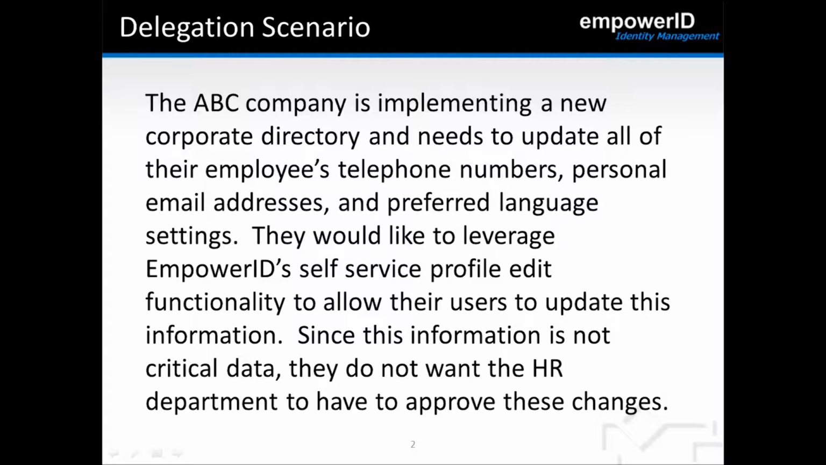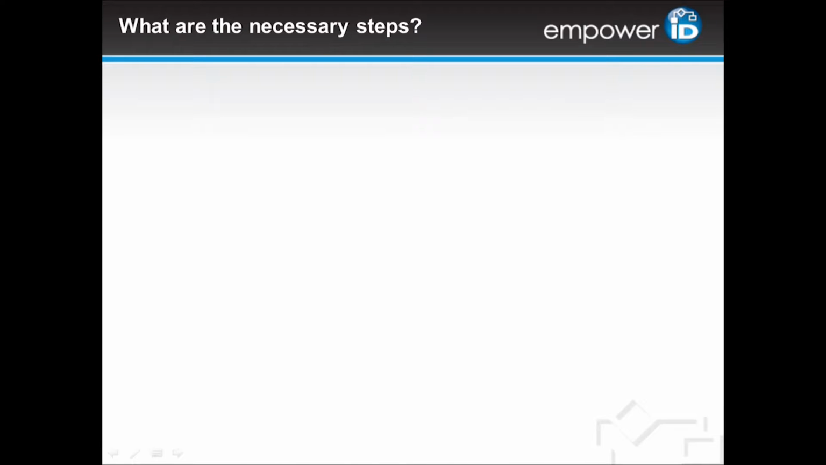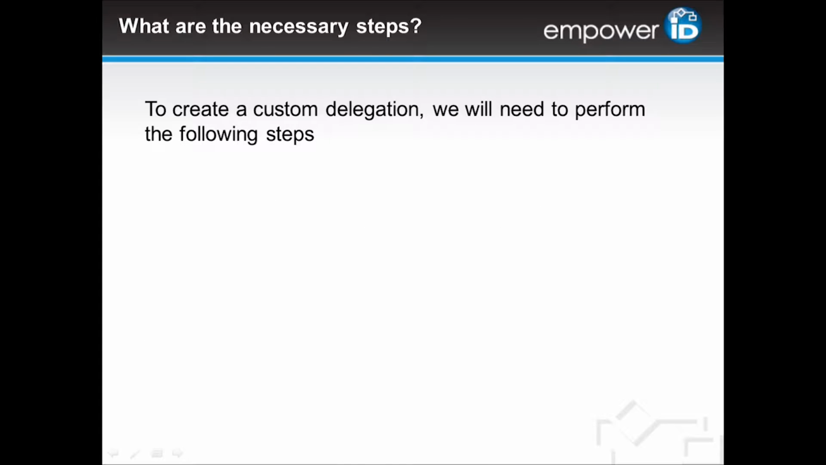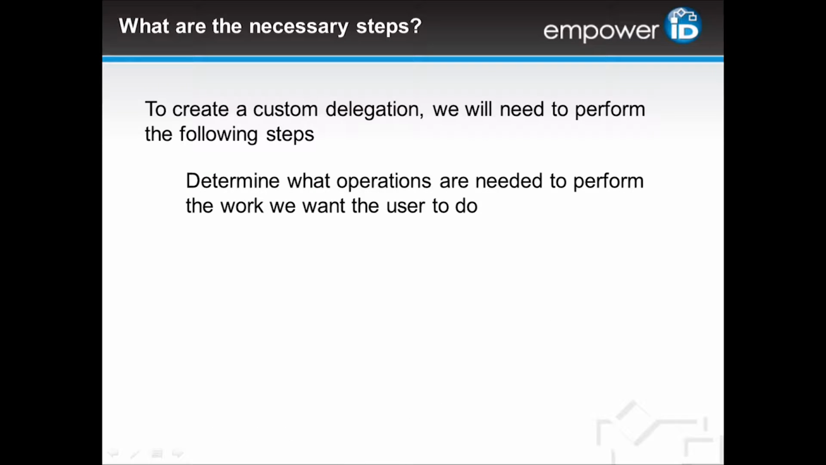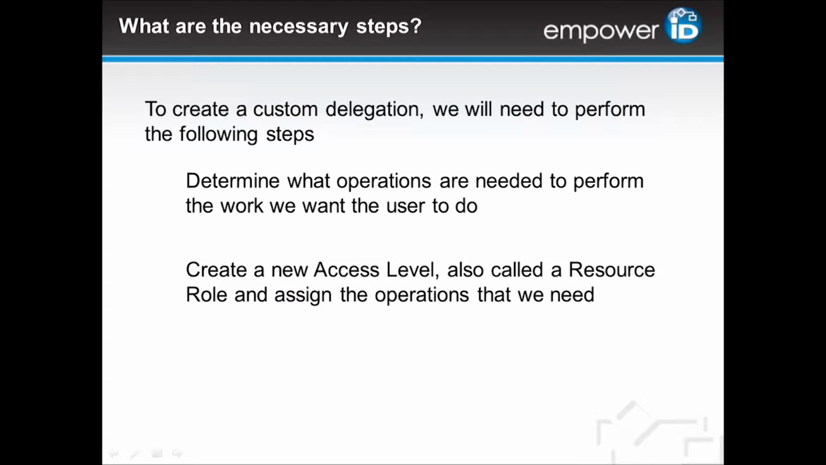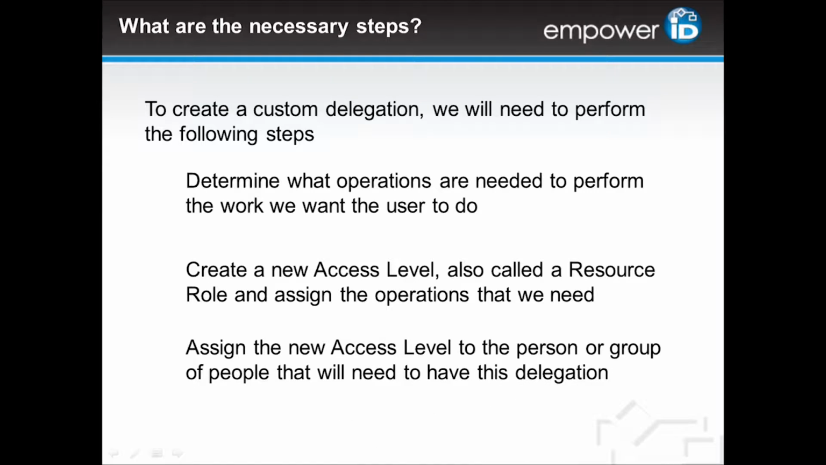So to take a look at how we do this, what are the steps we need to cover? To create a custom delegation, there's a few steps that we'll need to perform. First of all, we need to determine what operations are needed to perform the work that we want the user to do. We're going to probably have to create a new access level, also called a resource role, and assign the operations that we need to it. And then we're going to assign that new access level to the person or group of people that will need to have the delegation. So pretty straightforward.